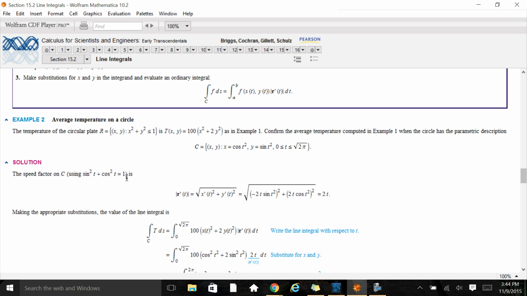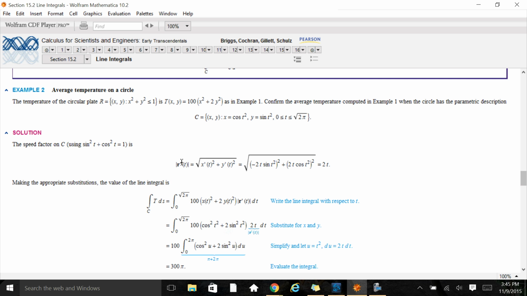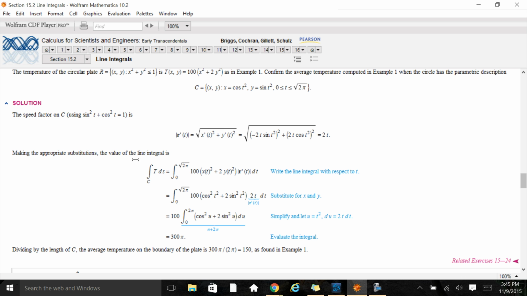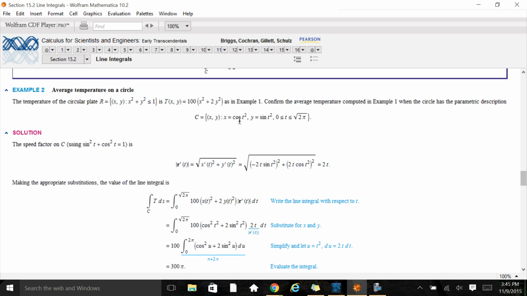So you can find the speed factor, the magnitude of r prime of t. That turns out to be 2t. Making substitutions into our line integral, we're going to be integrating our function, which was this, cosine t squared, sine t squared. Oh, sorry, that was our curve. So we're integrating t from 0 to square root 2 pi.